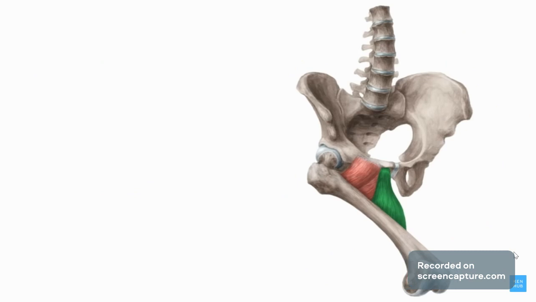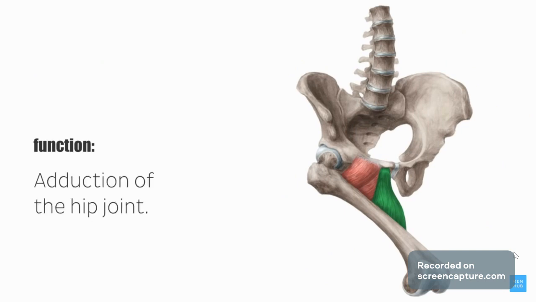As the name suggests, the main function of the hip adductors is the adduction of the hip joint. Furthermore, the adductor longus supports flexion. The hip adductors are particularly used when crossing one's legs. Overall, they play an important role in balancing the pelvis during standing and walking.